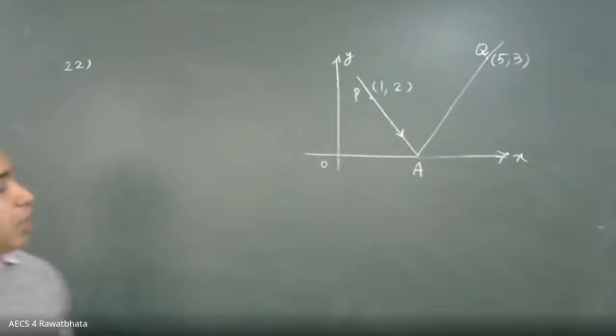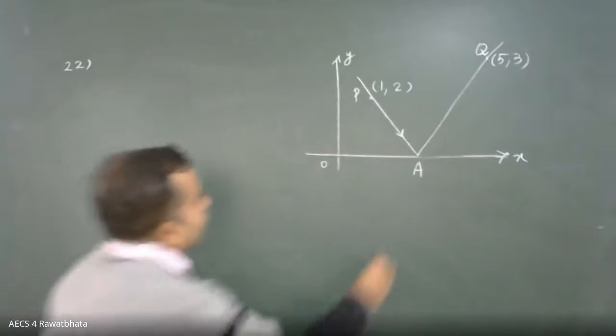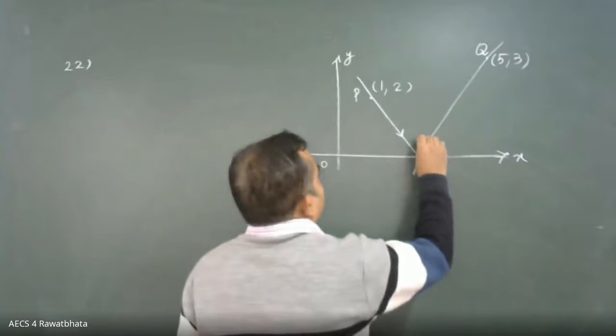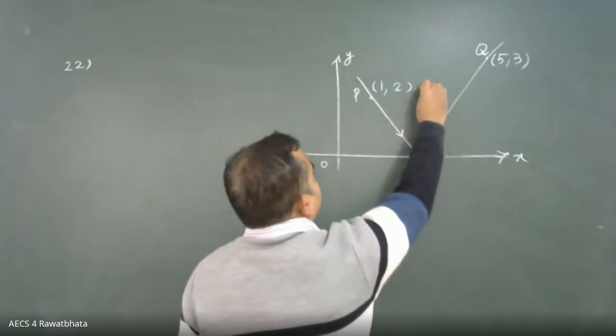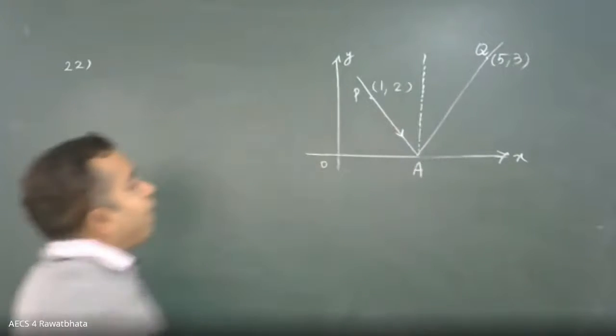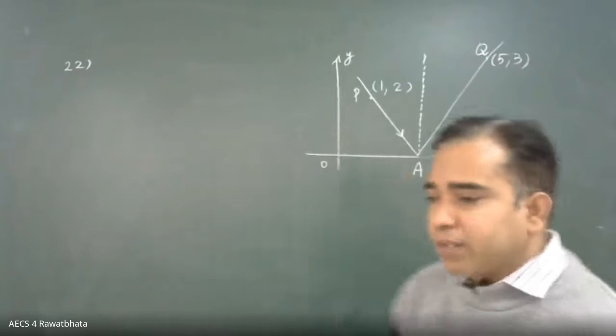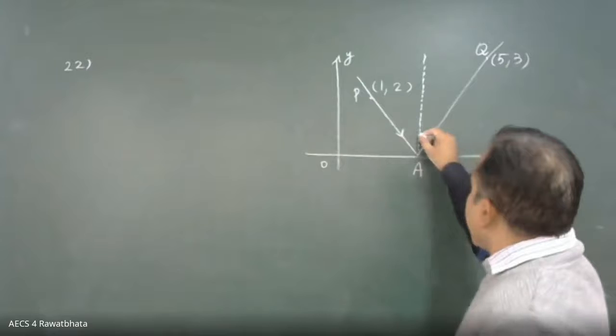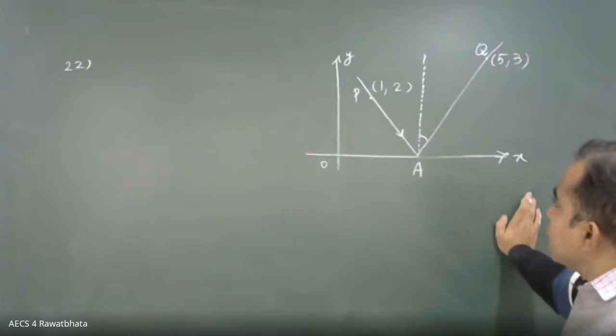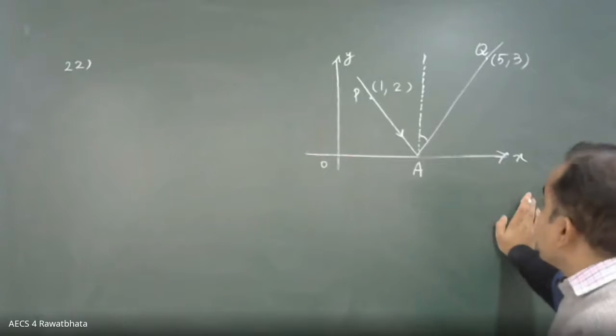So we can draw a perpendicular from A. We have drawn it. After that, the angle of incidence, this angle, will be equal to the other one, the angle of reflection. Both must be equal.